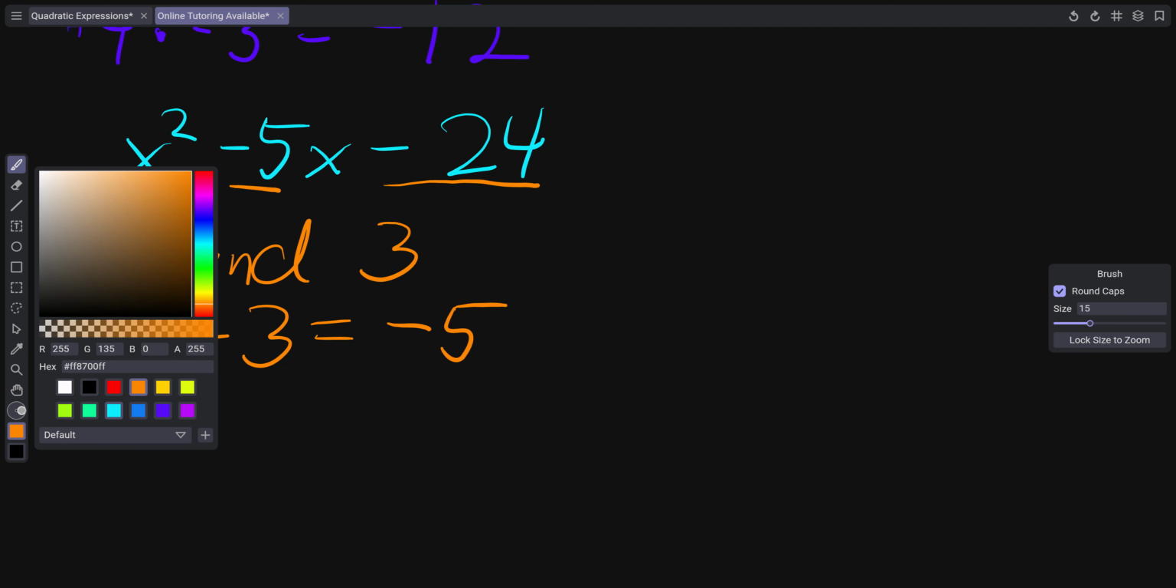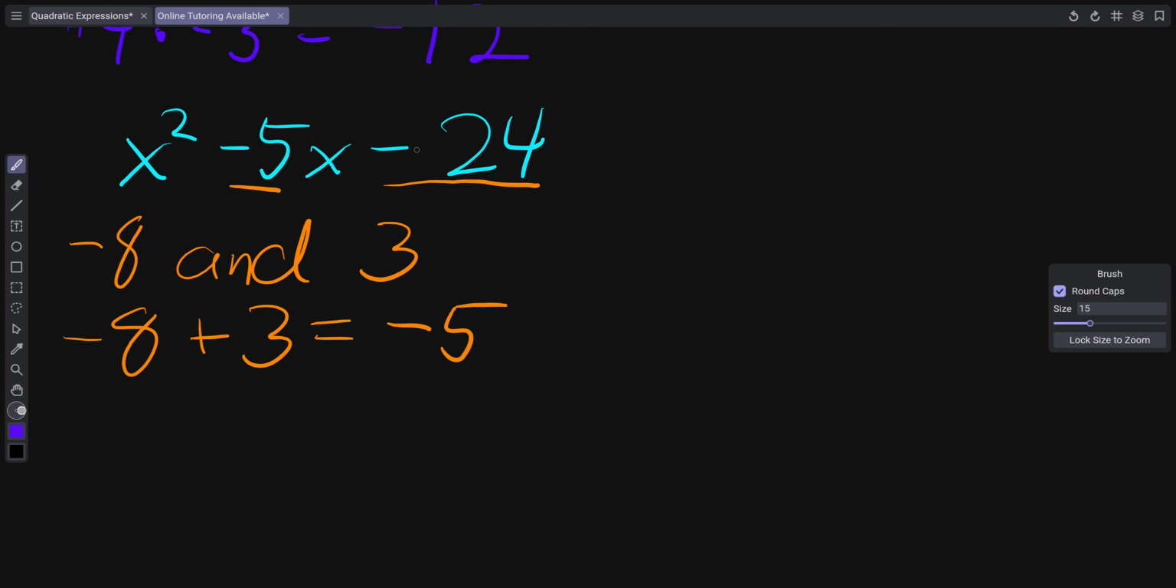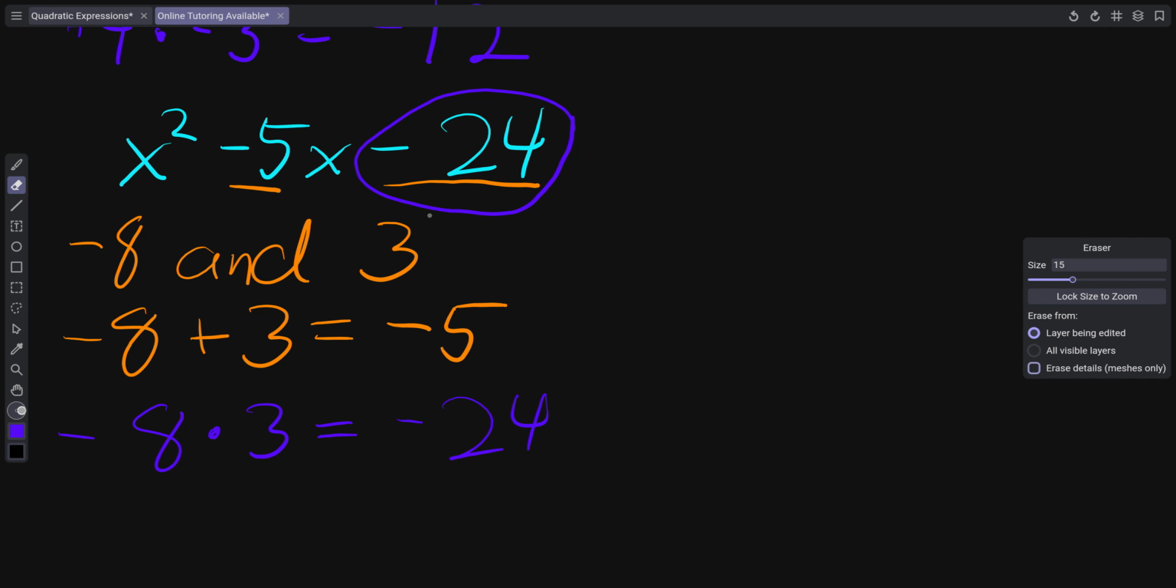And then if we look at the negative 24 now, if we multiply negative 8 and positive 3 together, it's going to give us negative 24, because a negative times a positive equals a negative. And this way we know which two numbers we can use for factoring this quadratic expression.